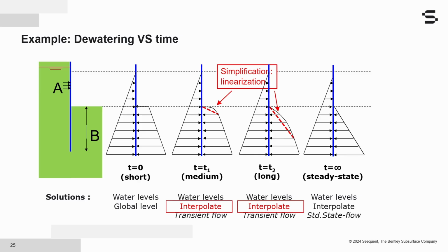And if we wait a bit longer, the zone of interpolation becomes deeper, and we can also have different distributions here. So with the interpolate, we do, let's say, a simplification where we are going to assume a linear vertical interpolation of the pore pressure values.